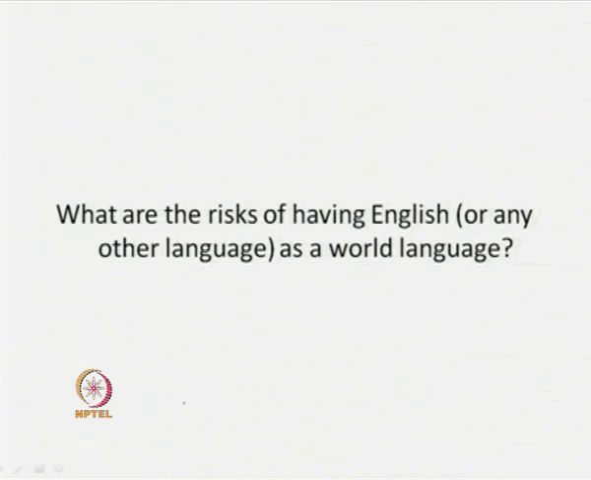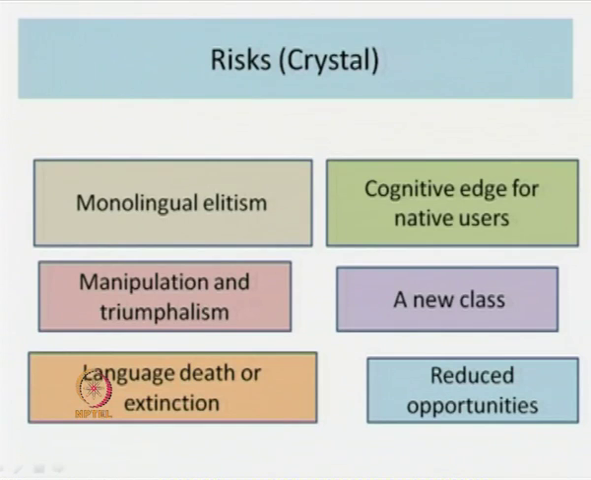Then finally, we end with this: what are the risks of having English, or for that matter any other language, as a world language, as a global language? It may lead to elitism, where only those who speak English form an elite, a new class, right. Then there is a cognitive edge for native users of English, there is also the danger of a simplistic triumphalism of manipulation, definitely the danger of language death and extinction of languages, and reduced opportunities for those who do not have access to the global language.